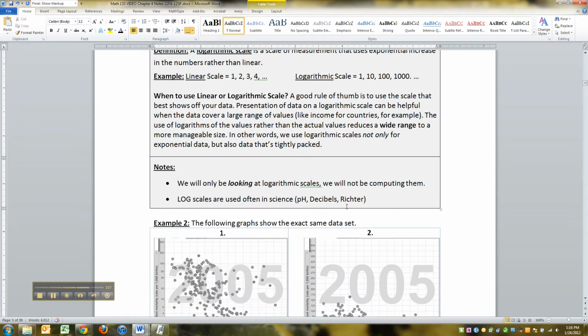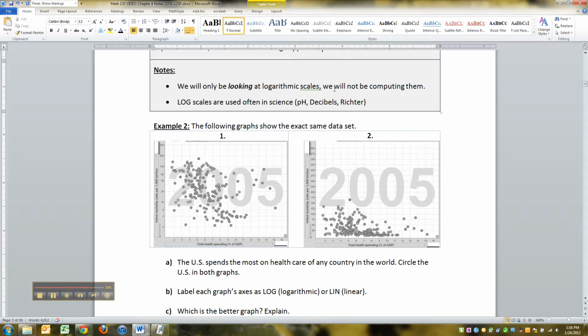All right, so the use of logarithms of the values rather than the actual values reduces a wide range, really wide like income, to a more manageable size. In other words, we use logarithmic scales not only for exponential data, but for data that's really tightly packed in. We're only going to be looking at logarithmic scales. We're not going to compute them at all. Log scales are often used in science. pH is a log scale, decibels, like as in stereo decibels, Richter as in earthquake, that's all logarithmic.